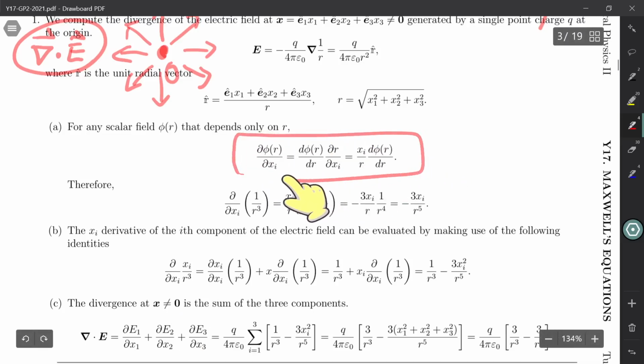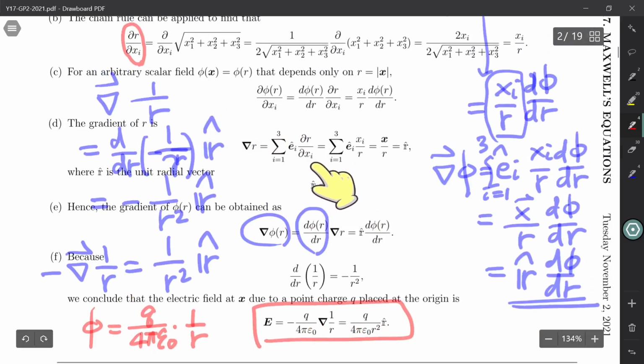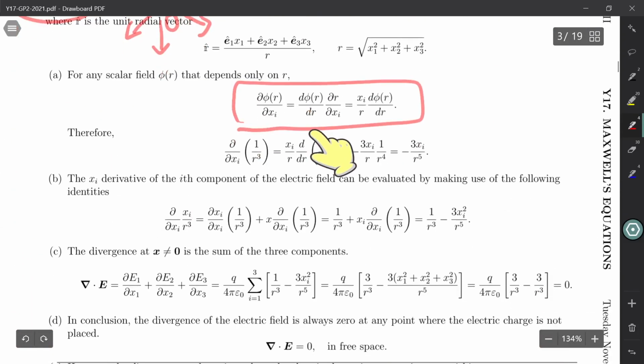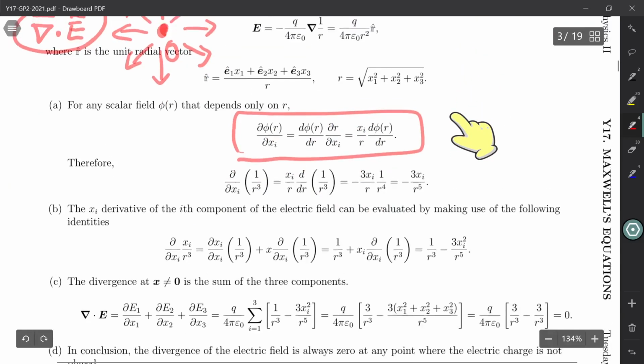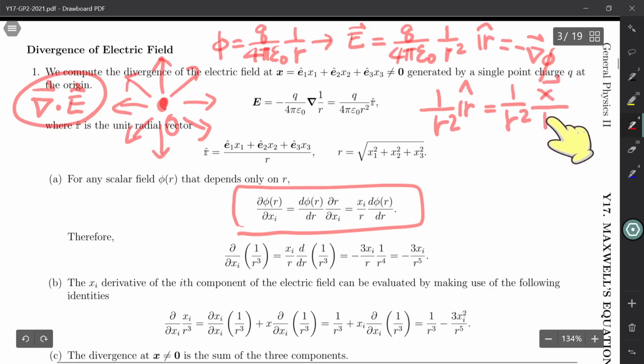We are well acquainted with this expression because when we compute the electric field by taking the minus gradient of the electrostatic potential, we have a similar expression. But what we have now is 1 over r unit vector, that is 1 over r squared, and x vector divided by r. That means we have the sum over i of xi ei hat in the numerator, and the denominator is r cubed.